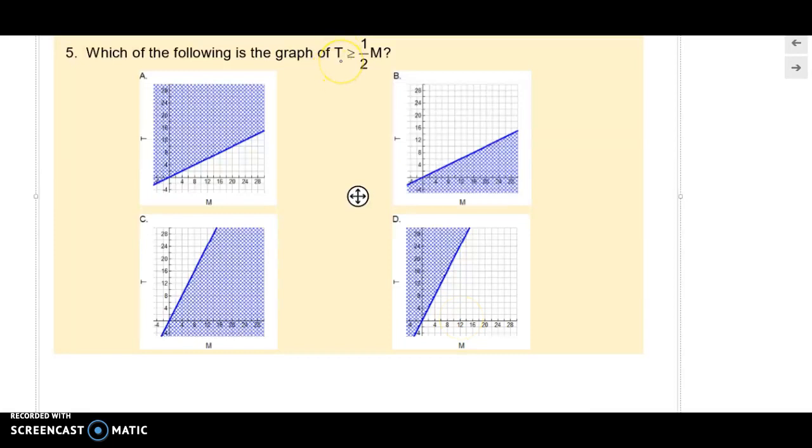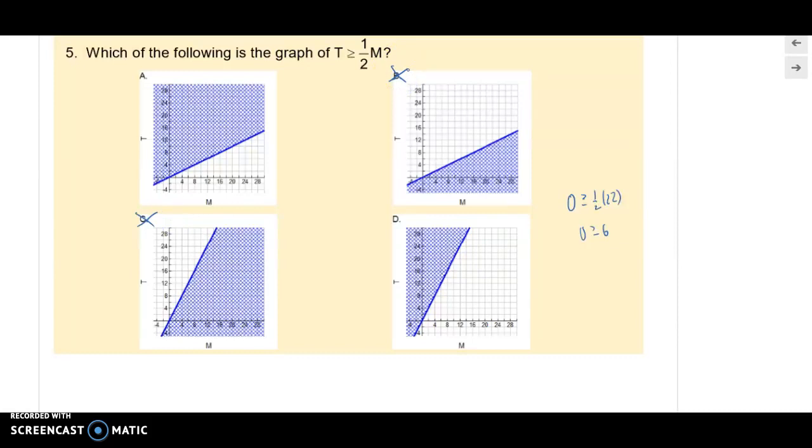All right, let's do 12, 0. When I plug in 0 for T, I'm going to get 0 is greater than or equal to 1/2 of 12, so 0 is greater than or equal to 6. That is not true at all. So I know that any inequality that has the point 12, 0 as part of the shaded region would not work. So B and C are not going to possibly work, and it's a matter of A or D.